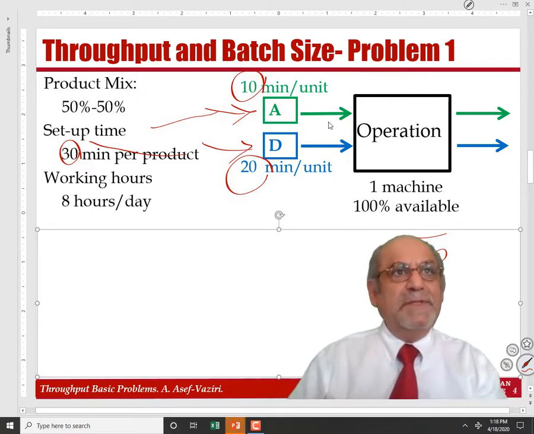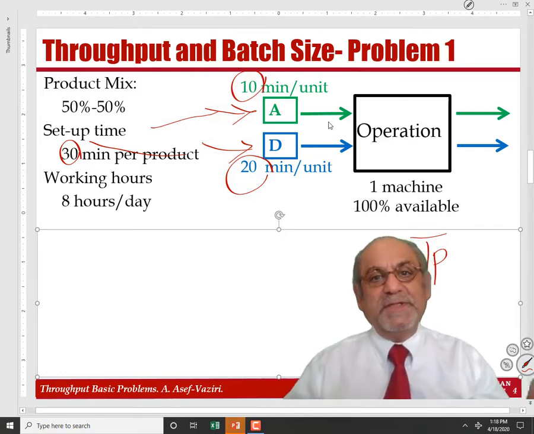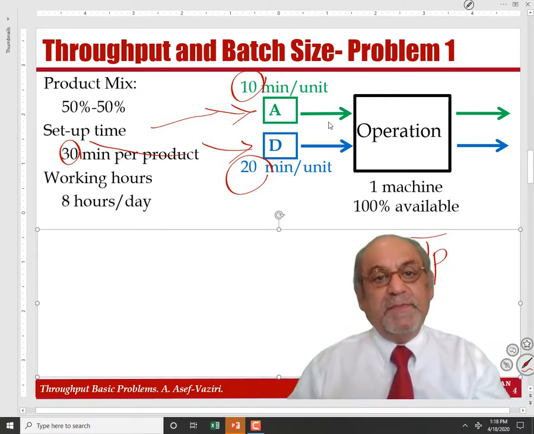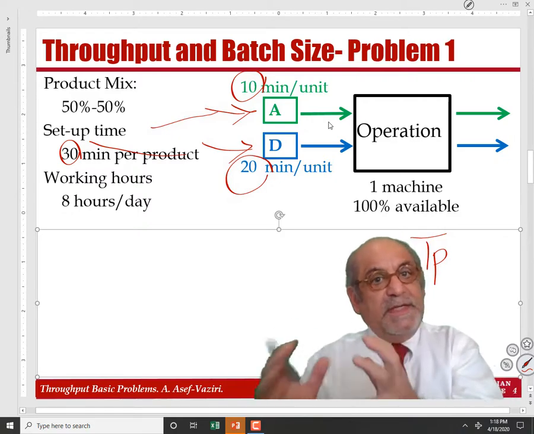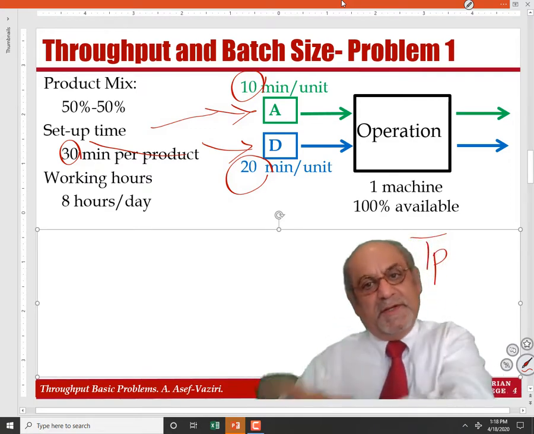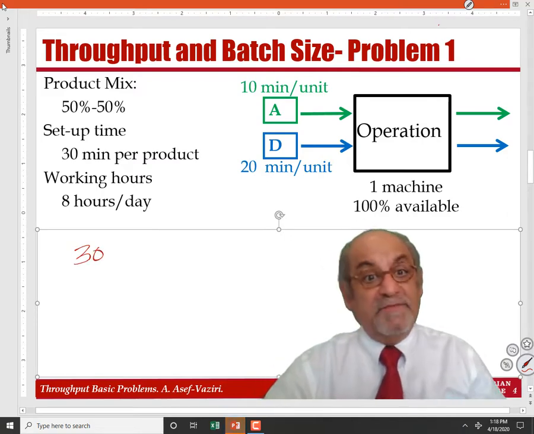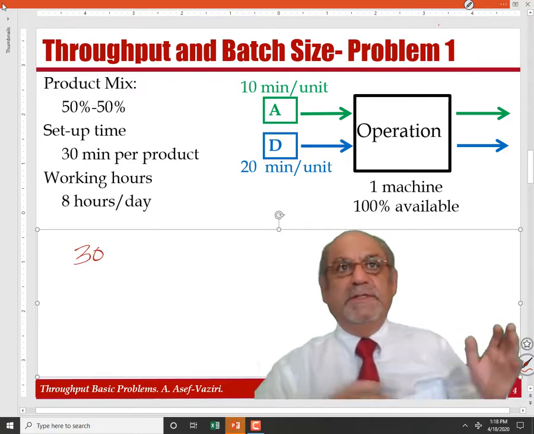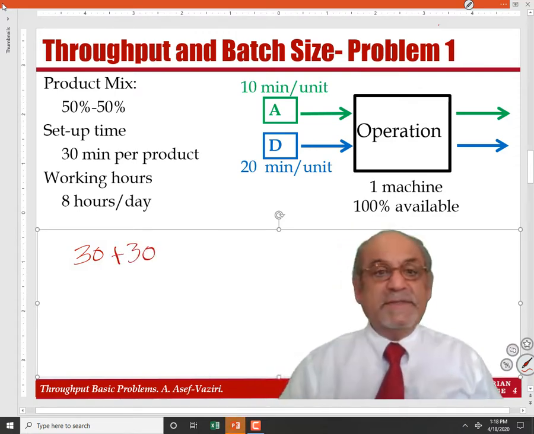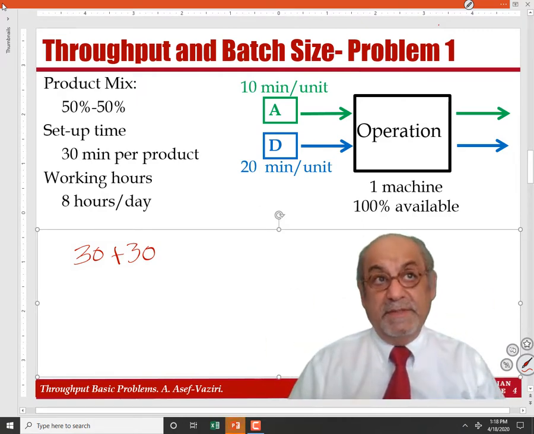What is the maximum capacity of this system? How much can we produce per day? The maximum number of units of A and B that can be produced, and we need the same number of A's and B's. Perhaps they will go together and join another part. So I need 30 minutes setup time for product A. I set it up and produce whatever I need, and then I need 30 minutes setup time for product B, set it up and produce whatever I need.